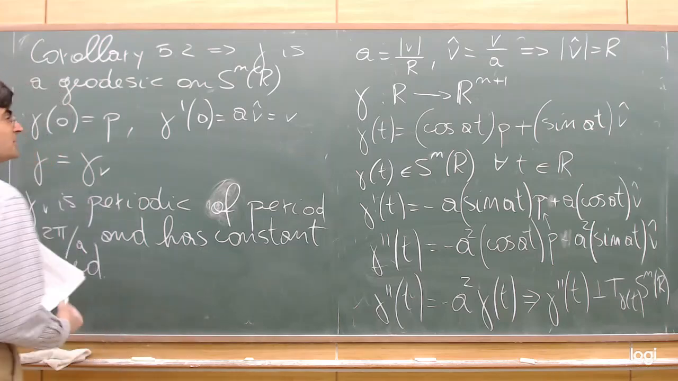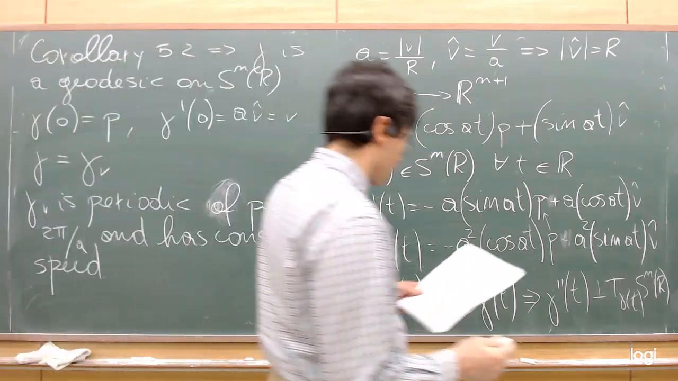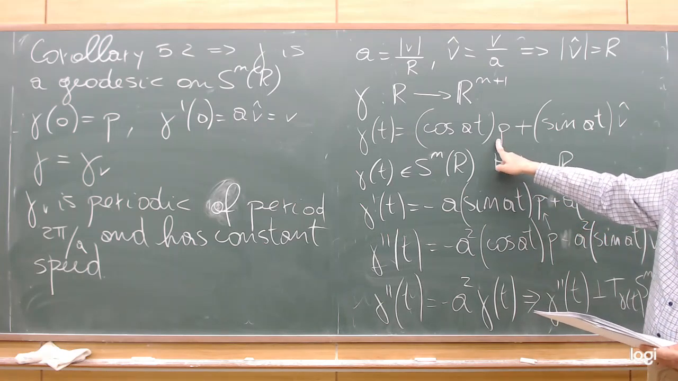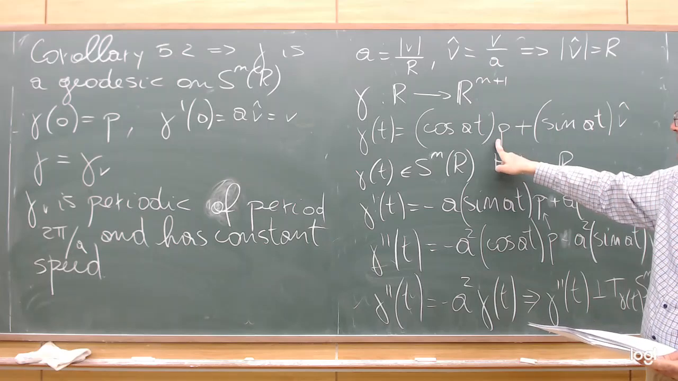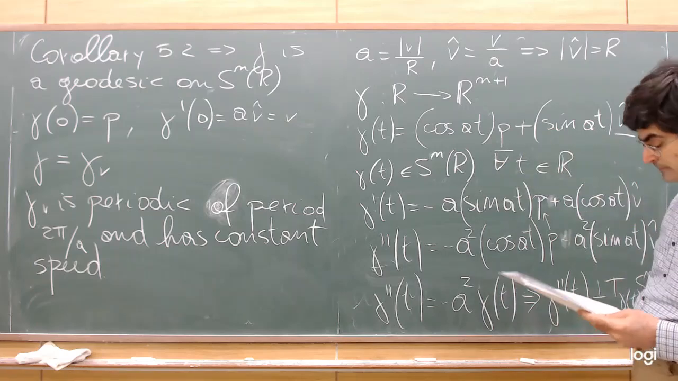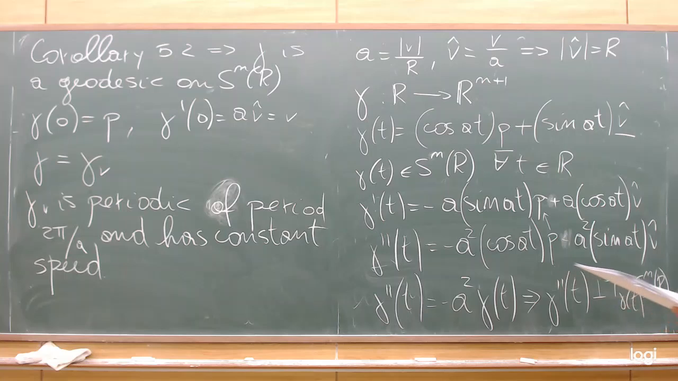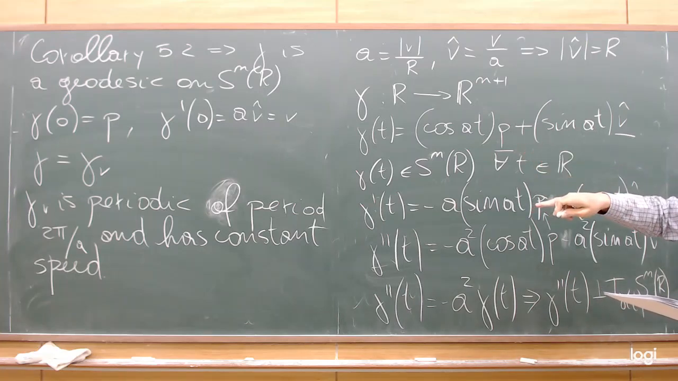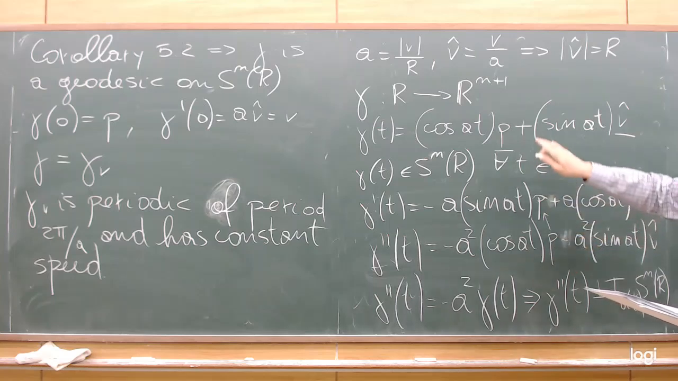It is also clear that gamma v belongs to the linear space spanned by p and v. So gamma v is a great circle because it belongs to the sphere and belongs to a two-dimensional linear subspace.